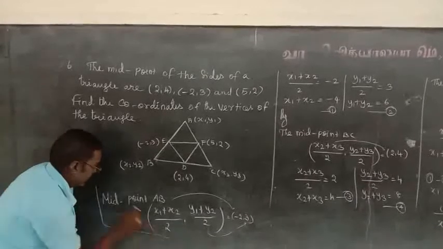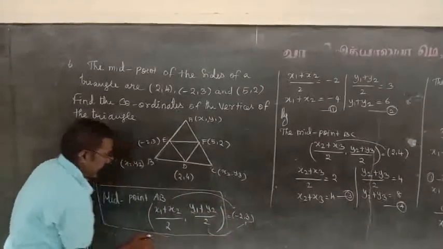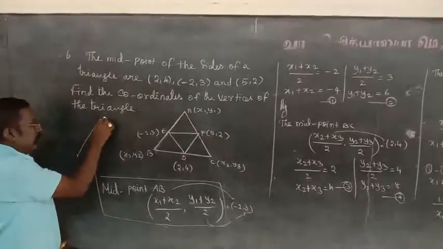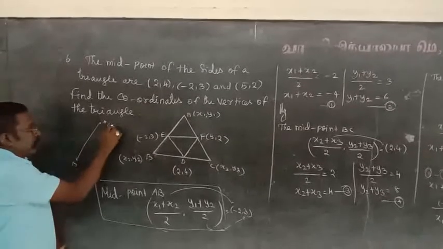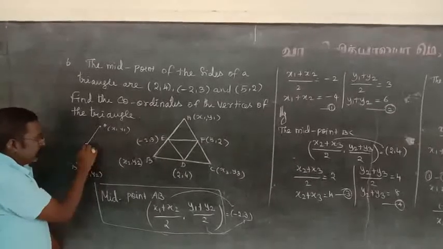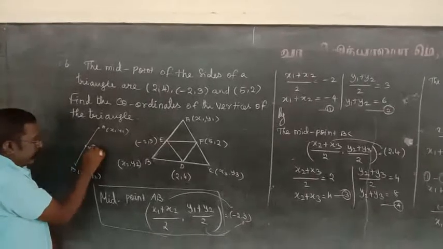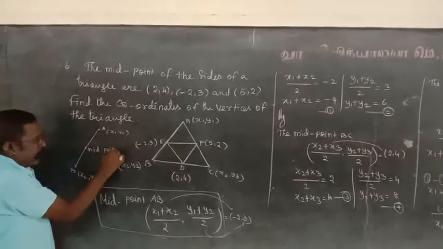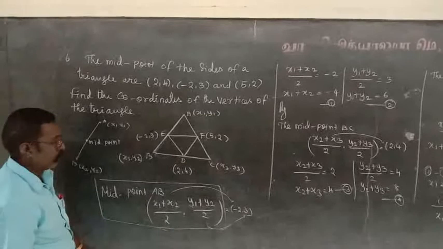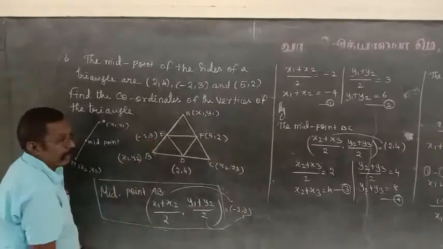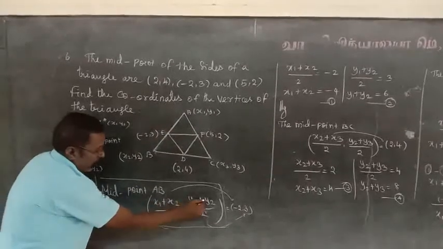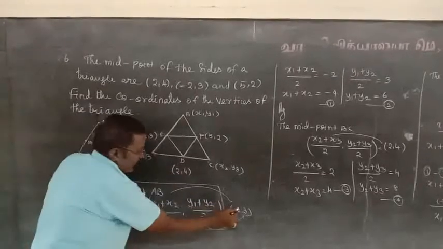This one is the formula. The midpoint formula: the midpoint of the line segment with endpoints (x1, y1) and (x2, y2) is ((x1 + x2)/2, (y1 + y2)/2). So first you find the midpoint of AB: ((x1 + x2)/2, (y1 + y2)/2) equal to (-2, 3).